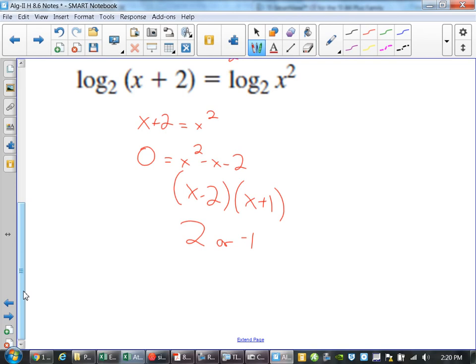Now, you want to get in the habit of checking your answers, because eventually you might come across an extraneous solution. You might come across something that's a no solution. These are very easy to substitute in. You can do it in your head. What's 2 plus 2? 4. What's 2 squared? 4. It's going to work out. Okay? What's negative 1 plus 2? 1. What's negative 1 squared? 1. Those are going to work. Both values work. You have 2 solutions. Okay?